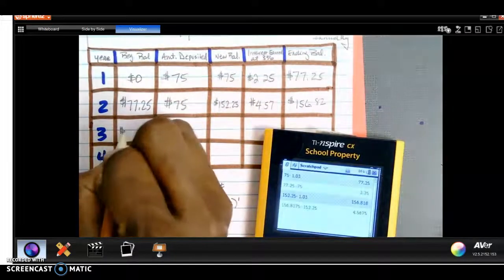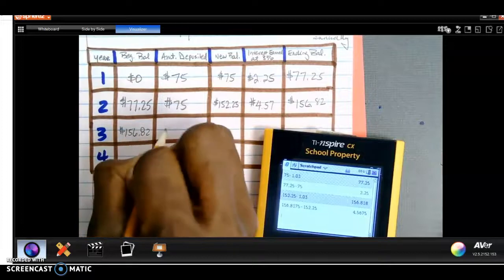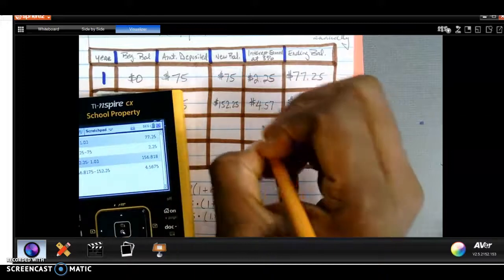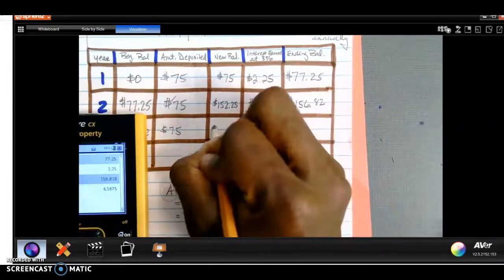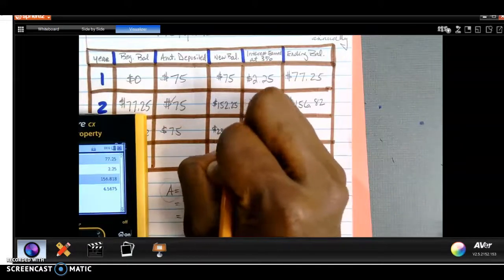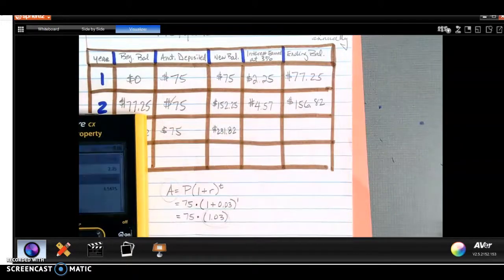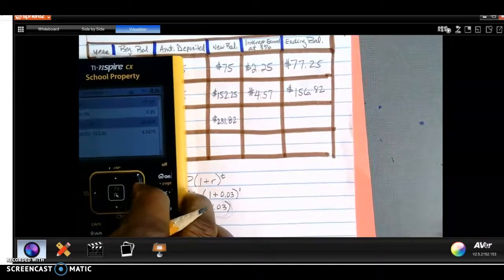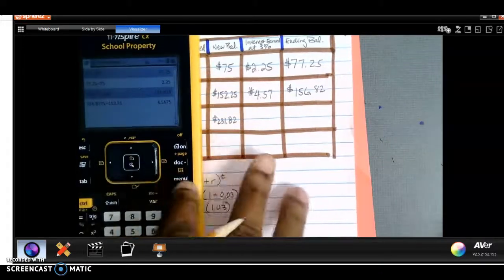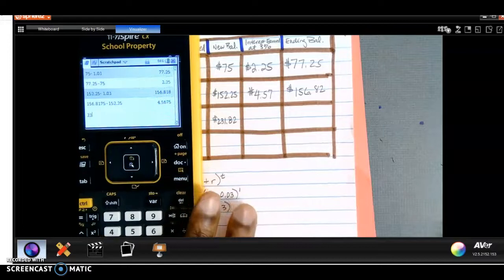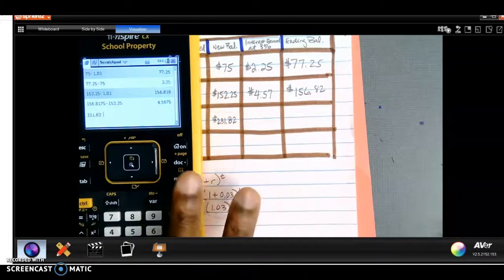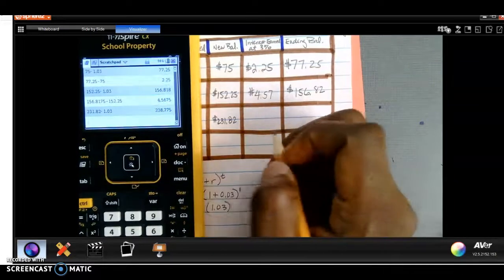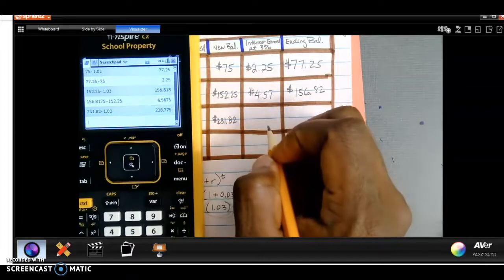I'm going to carry my balance forward again, 156.82, adding in an additional $75 at the beginning of that next period. That will then become $231.82. I'm doing a lot of these calculations off camera for just the sake of time. Okay, now 231.82. I want to go ahead and multiply that number one more time. 231.82 times 1.03. Again, that's my 3%. It's going to give me 238.775.